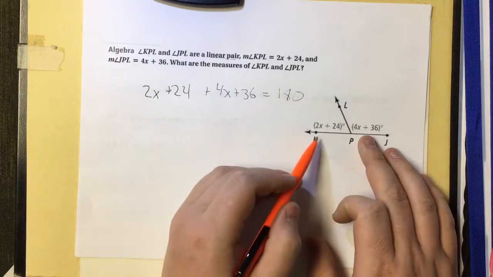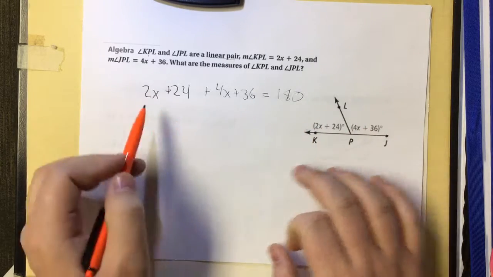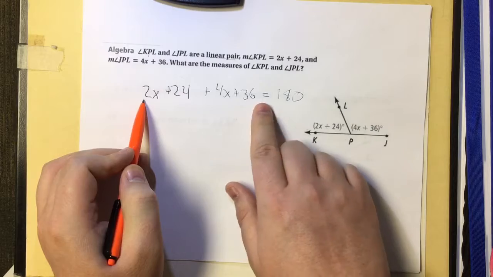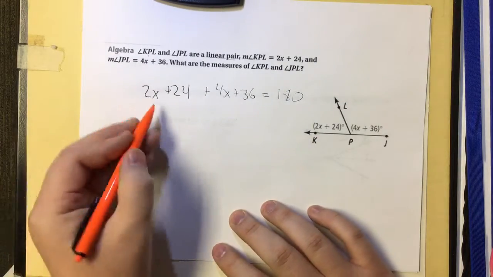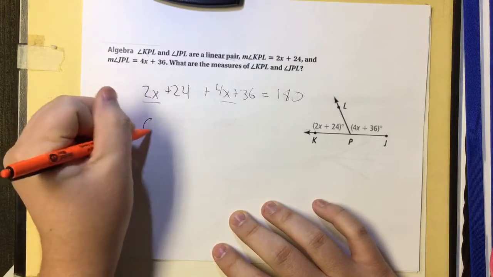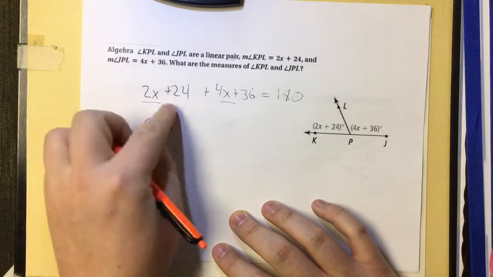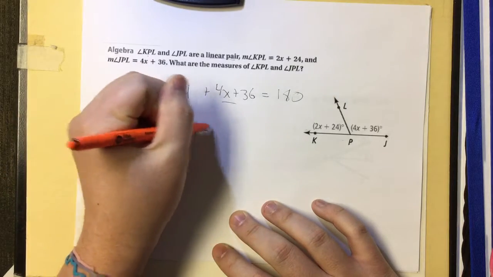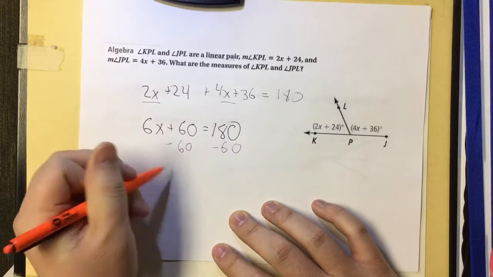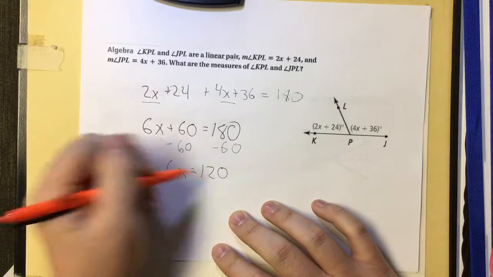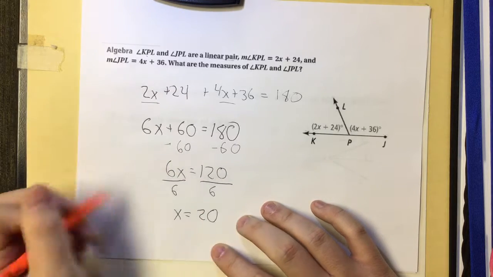Like Mr. Renneker has said in the past, he does left plus right equals the whole thing. So we do left plus right equals the whole thing as a straight line. So left plus right equals 180. And now we can combine our like terms. 2x plus 4x is 6x. 24 plus 36 is going to be 60, equals 180. And now we start to solve it out. 6x equals 120. Divide by 6, and we have x equals 20.